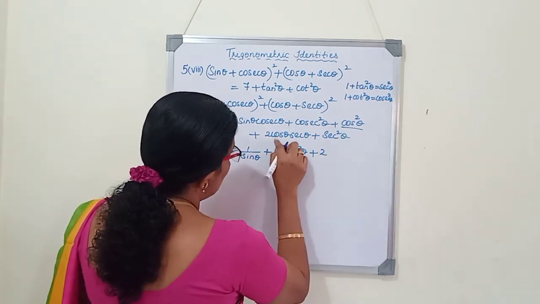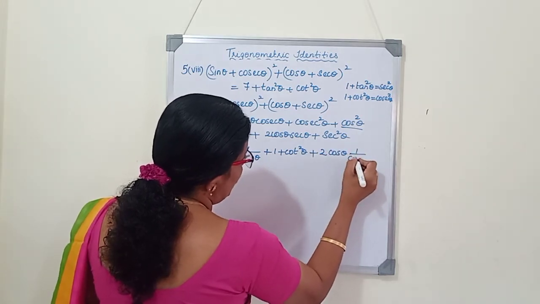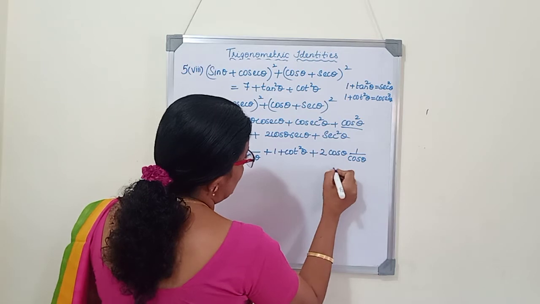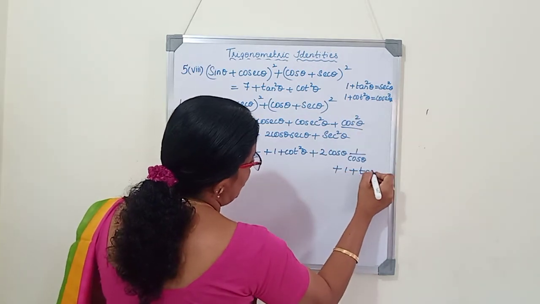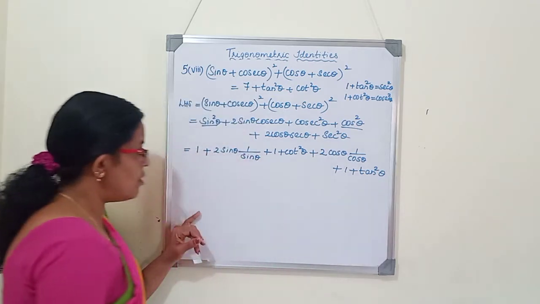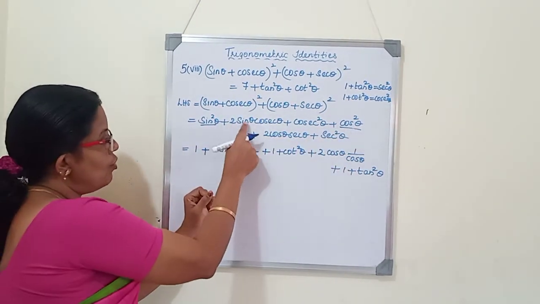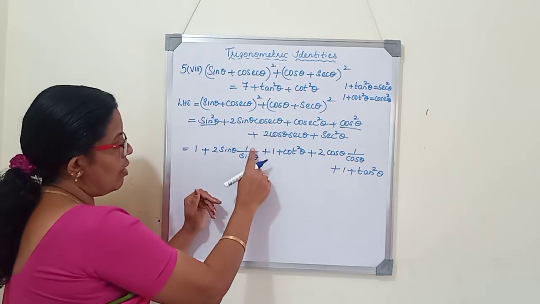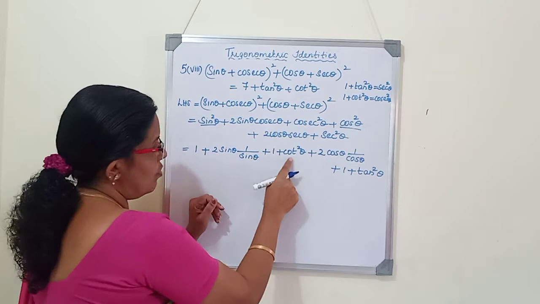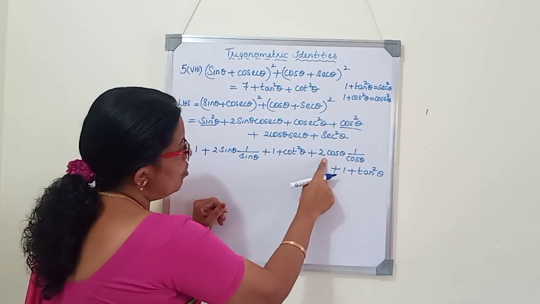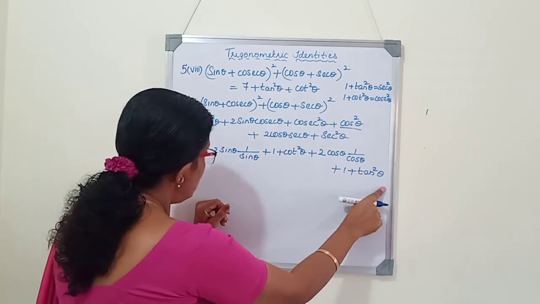Now 2 cos theta as it is. Sec theta we will write as 1 by cos theta, and the last sec square we will write as 1 plus tan square theta. So all the terms we changed. Sin square plus cos square written as 1. 2 sin theta into cosec we had written as 1 by sin theta. Again cosec square we had written as 1 plus cot square. 2 cos into 1 by cos. Again sec square as 1 plus tan square.